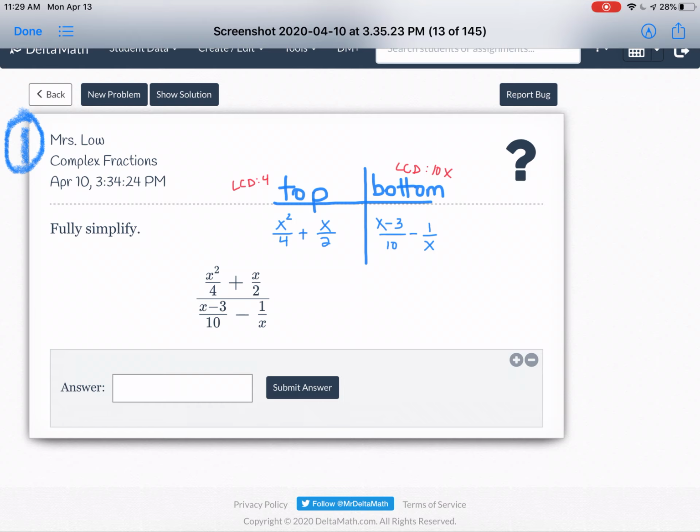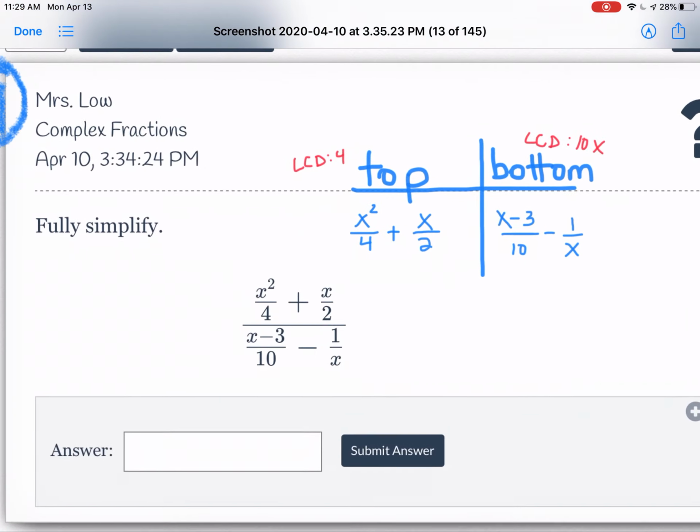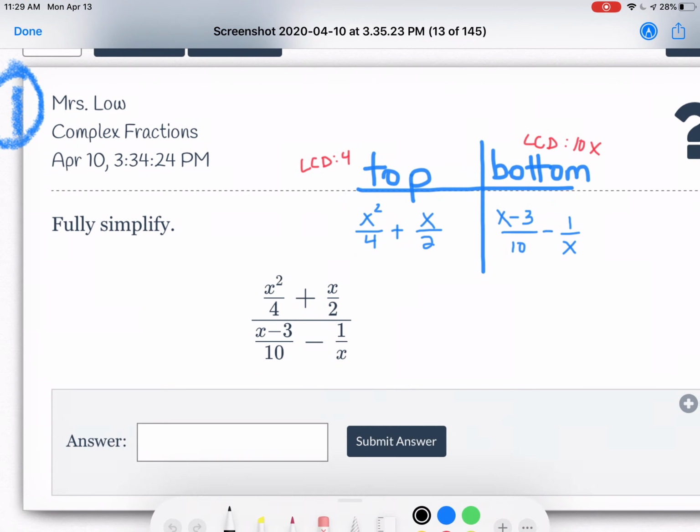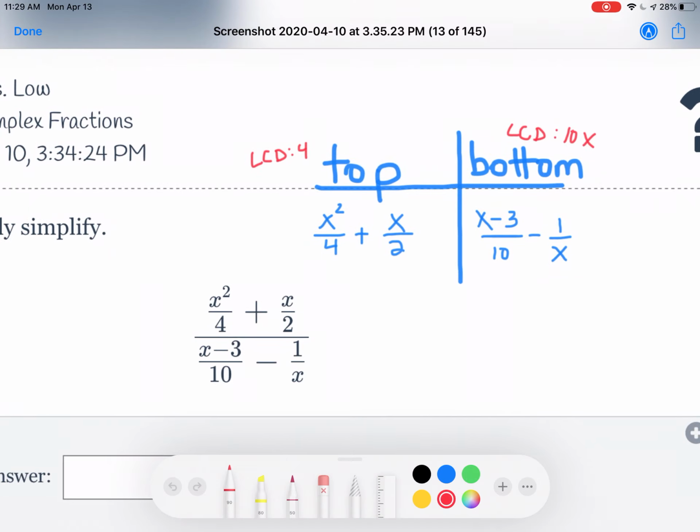Okay, so I set it up. So the first topic, but these are just pictures, so I'm not live on Delta right now. The first one is just a top-bottom review question, and these would be ones that would be on your final exam. So top bottom, our LCD for 4 and 2 is going to be 4.